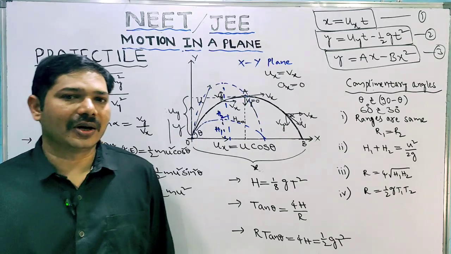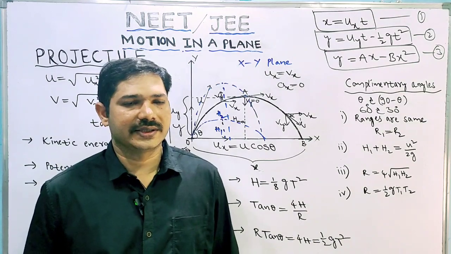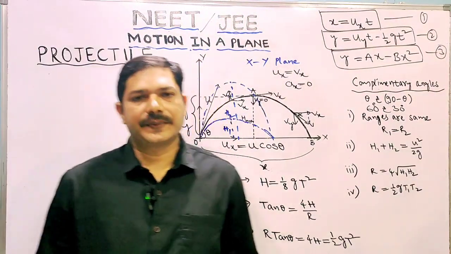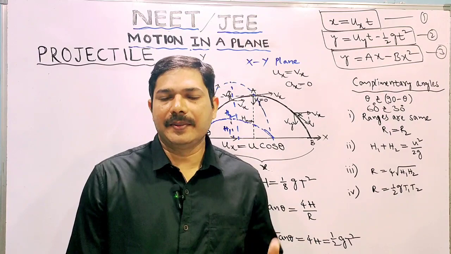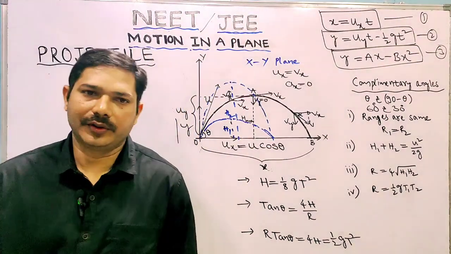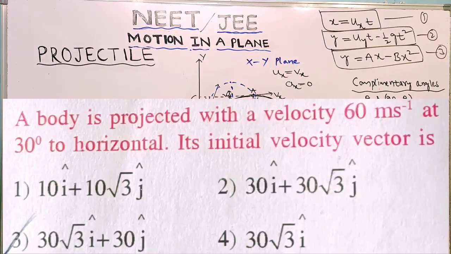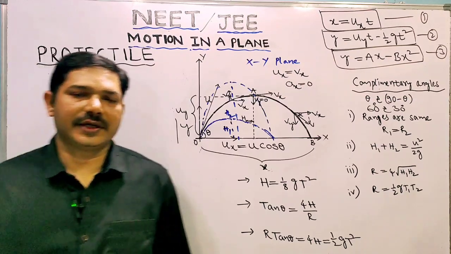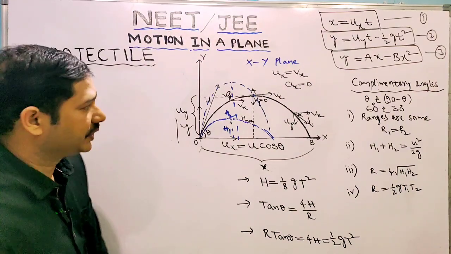So these are the formulas. Based on these, how they will ask problems, I will discuss in the class. So we'll start the problems. On the screen one problem is displaying, so you can observe. How to solve that problem, I'll explain on the board. Check once what is given: a body is projected with a velocity 60 meter per second at 30 degrees to horizontal. Its initial velocity vector is... So here the velocity given, u equals 60.